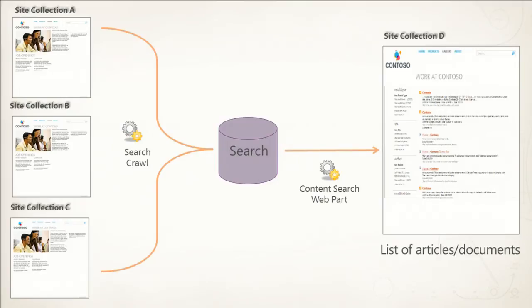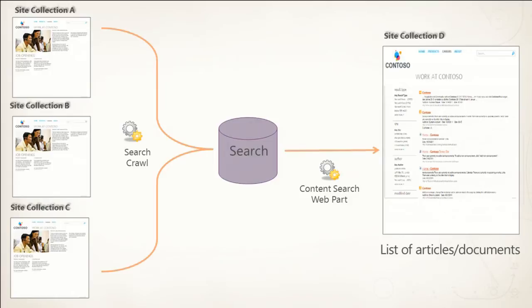So content search web part can be used to show anything that's in the search index. You can use the content from site collections. You can even use content that's not in SharePoint if you have a way to crawl that and get the content into the search index. It can also be used to surface popular items or recommendations thanks to the analytics capabilities that are built into SharePoint search.